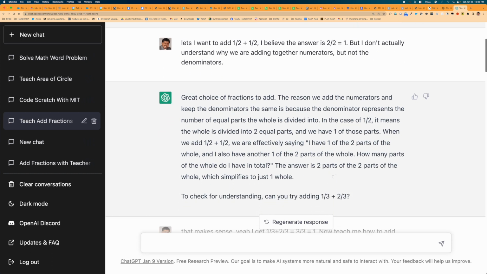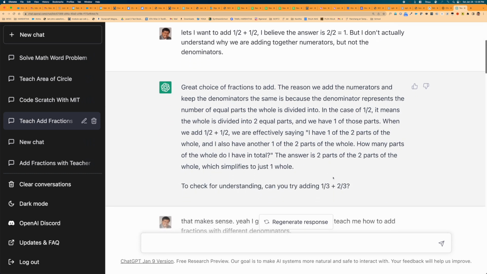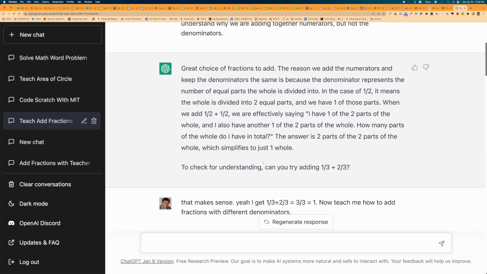Then it gave me a response saying that the denominator represents the whole, and the numerator is the parts. So it's basically saying that a half means you have one of two parts, and another half means you have one of two parts. When we add together, we are adding the parts, and the whole should be the same. Then it also gave me another example to try out to check my understanding.